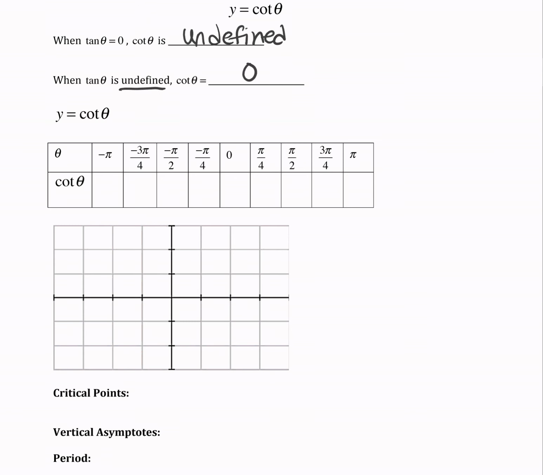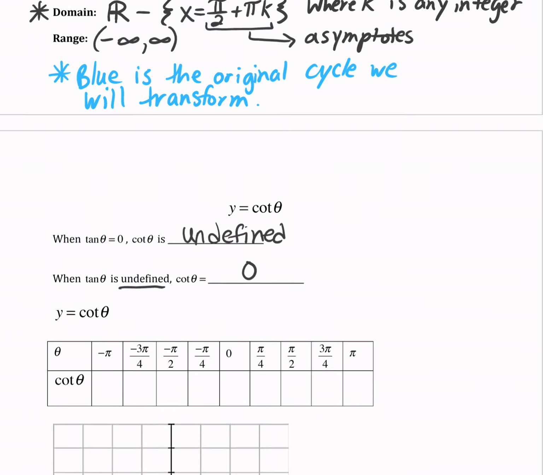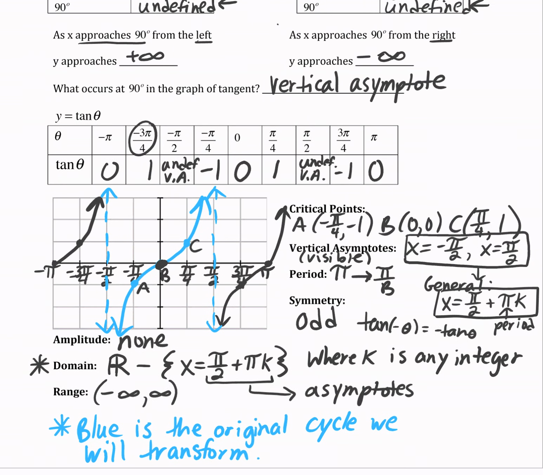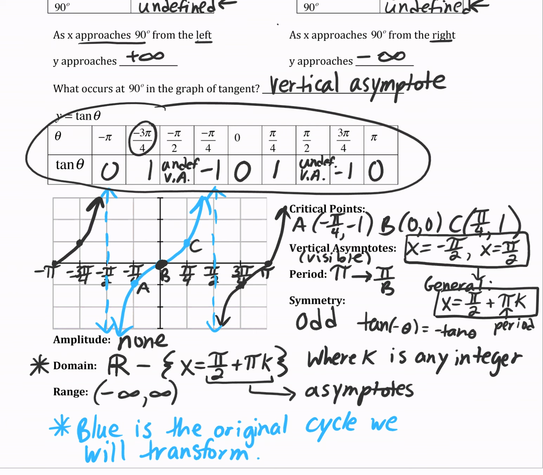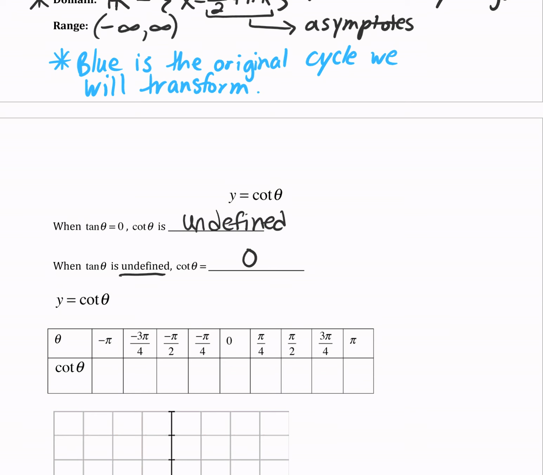So what you can do, and this is a little tricky because it's on the other side, but you can flip back and forth. So if we take this table here and flip things over, we're going to have undefined in these 3 spots. Don't change this. I'm just doing this now so we can go and put that in. So undefined here, here, and here. Remember, undefined means vertical asymptote for this.